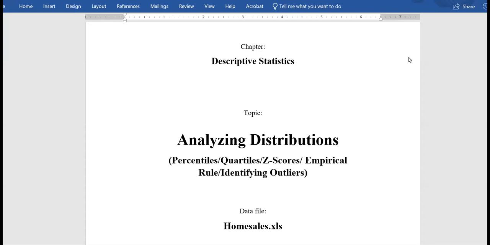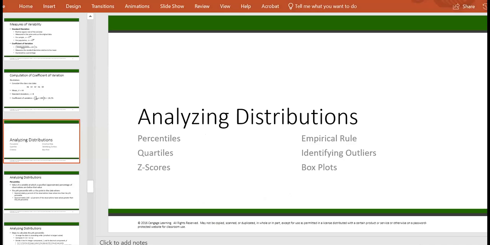Now let's take a look at some different ways that we can analyze frequency distributions. We're going to talk about percentiles, quartiles, Z-scores, and the empirical rules regarding symmetric distributions, and how we can identify outliers when we have symmetrical graphs, a symmetrical histogram, a symmetric distribution. Whenever needed, we're going to use data file homestays. So let's just define them one by one.